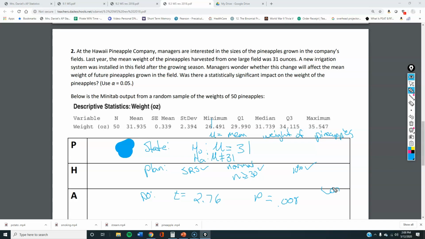So my final conclusion statement would be, we have convincing evidence that the mean weight of pineapples in this year's crop is not 31 ounces. So it means the irrigation system had an effect. Guys, I hope this was helpful. Ask questions where needed. Enjoy.